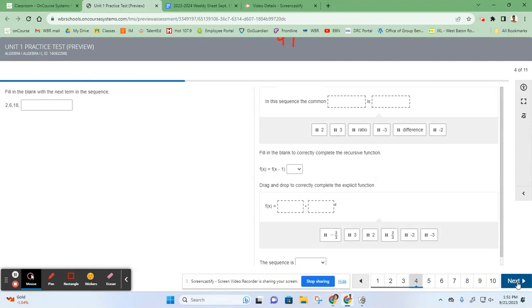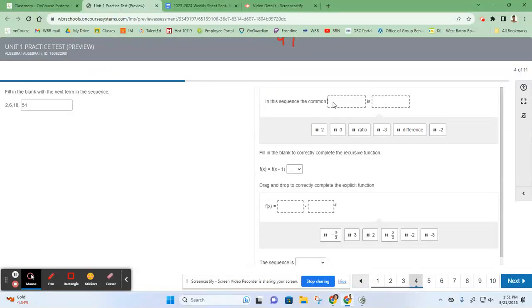All right, fill in the blank with the next term in the sequence. 2 plus 4 is 6, but 6 plus 4 is not 18. So it's a multiplication. 2 times 3 is 6. 6 times 3 is 18. 18 times 3 is 54.